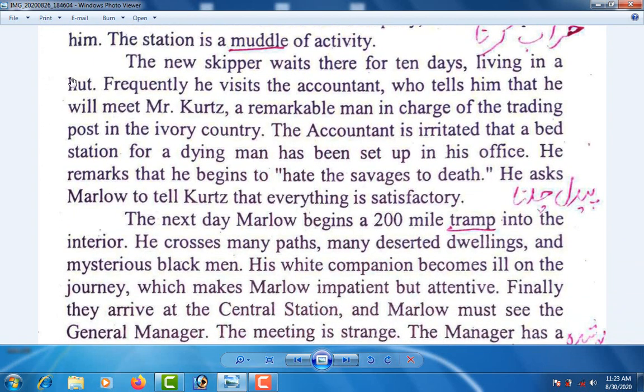Living in a hut, he frequently visits the accountant, who tells him that he will meet Mr. Kurtz, a remarkable man in charge of the trading post in the Ivory Country. The accountant is irritated that a bed for a dying man has been set up in his office. He remarks that he begins to hate the savages to death. He asks Marlow to tell Kurtz that everything is satisfactory.